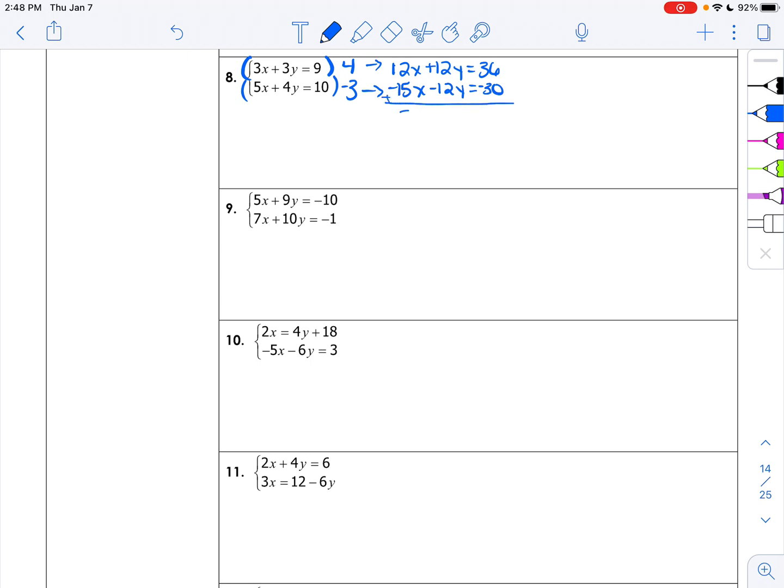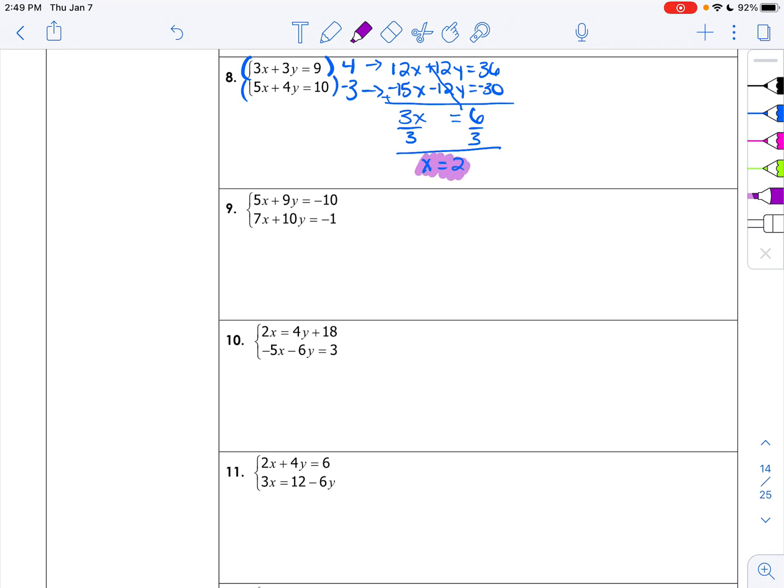12 minus 15 is 3x. My y terms eliminate because that equals 0. Equals 36 minus 30 is 6. Then to solve, I just have to divide both sides by 3, and I get that x equals 2, which is the first part of my answer.